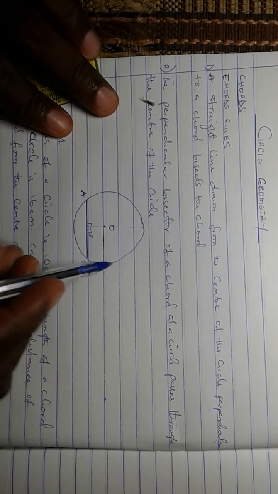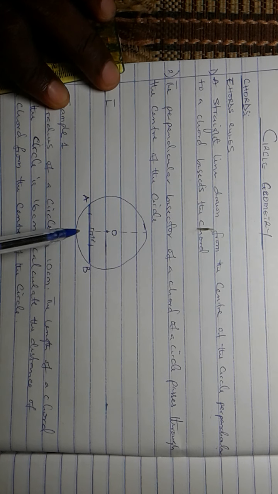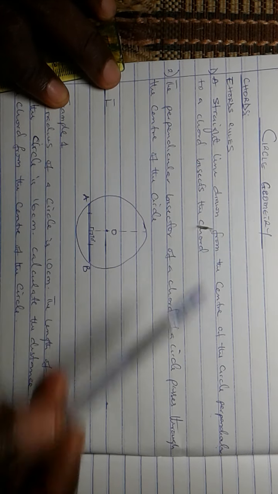And this very line cuts the chord into two equal parts. So it's a perpendicular bisector of a chord, a line from the center that bisects a chord. Of course, the two statements are invariably saying the same thing.